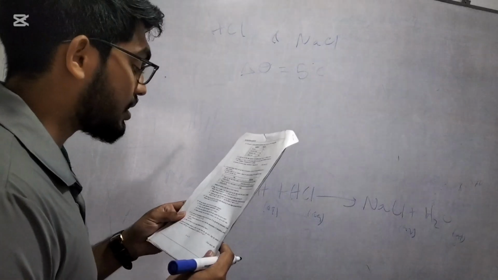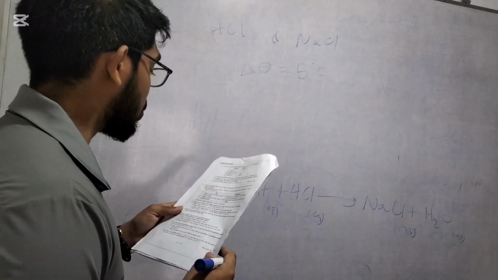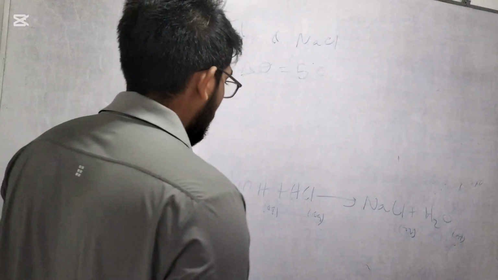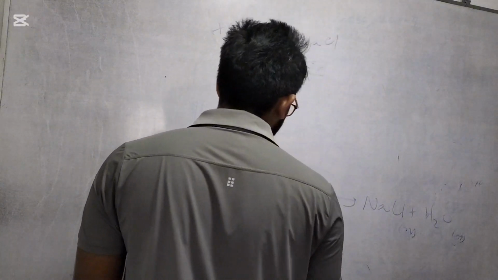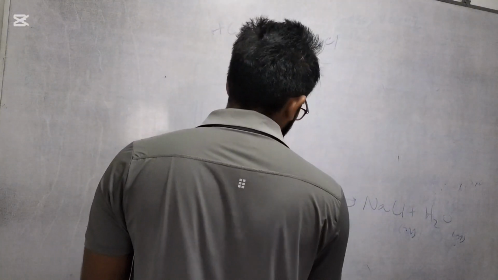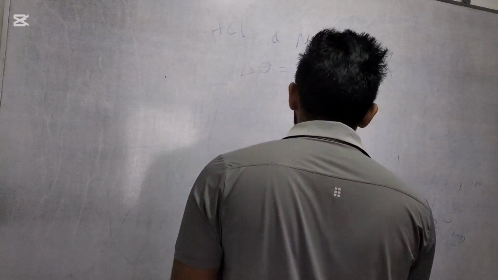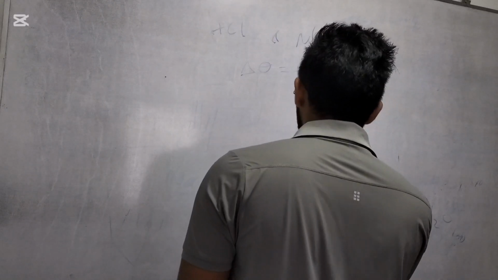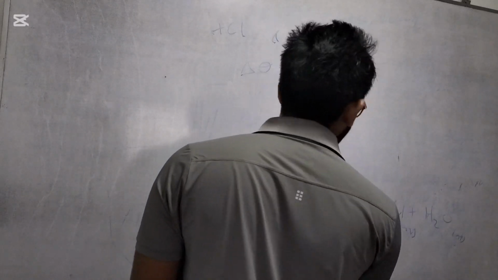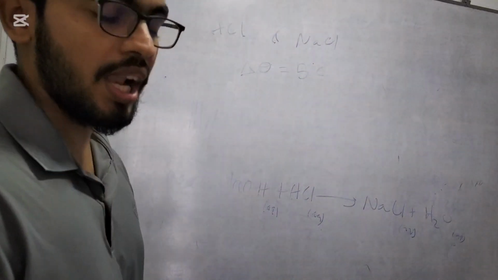Write the balanced chemical equation for the reaction between sodium hydroxide and HCl. Let's balance the hydrogens first. There are two hydrogens, one chlorine, one oxygen, one sodium. The equation is balanced.